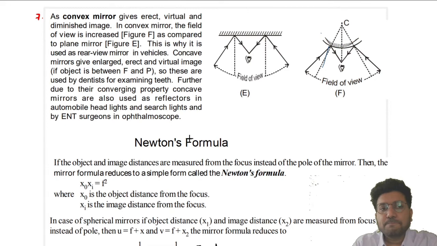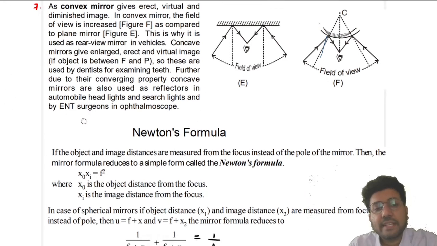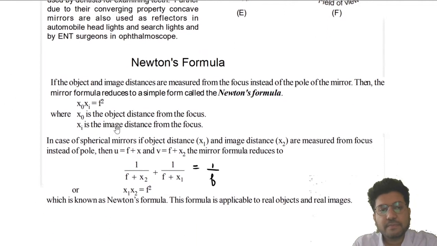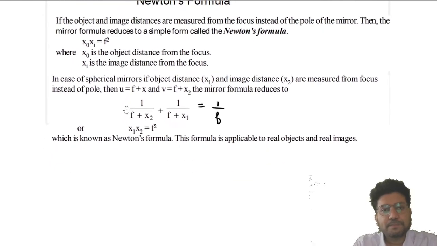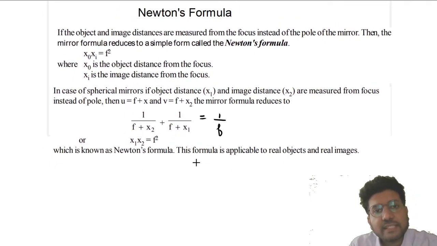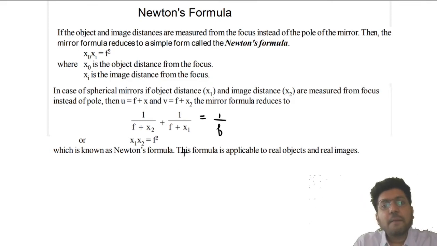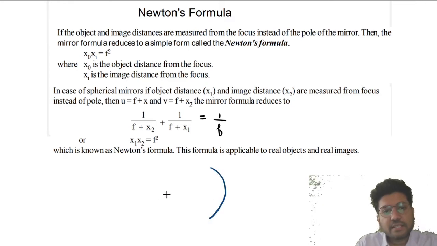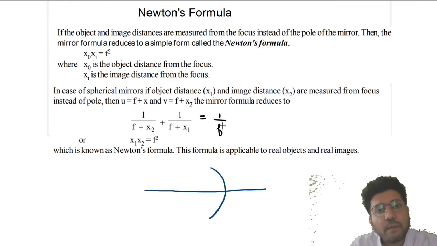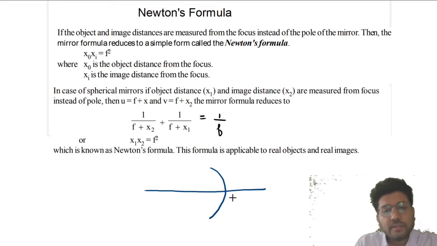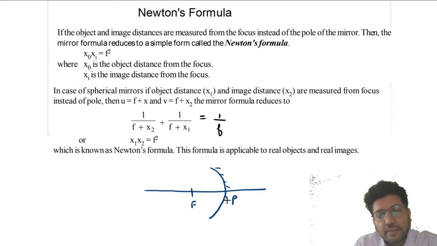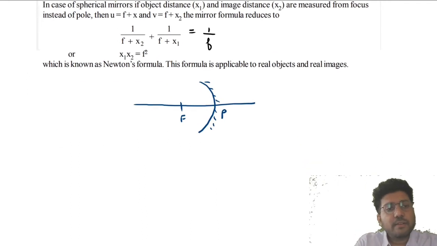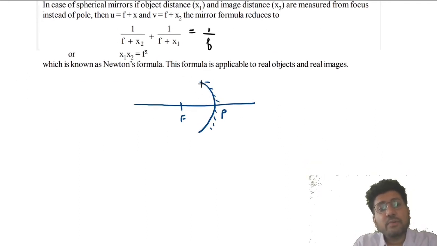All right, then there is one more important thing, and that is Newton's formula. What is Newton's formula? If the object distance and image distance are measured from the focus instead of the pole. See, this is the pole, this is the focus. Now I am drawing it for a concave mirror, and I will do it with proper sign. Listen carefully, everybody.